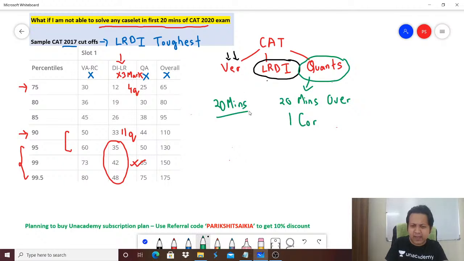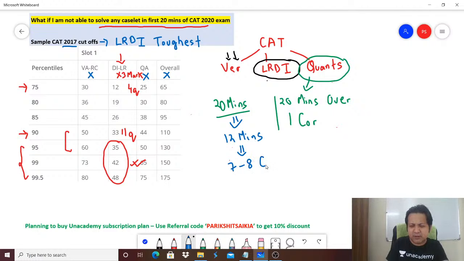And I'm presuming, because you got just one correct, the paper is tough. So in the 20 minutes remaining, you probably need to look at the second half of the questions. If there are 25 questions, probably 1 to 12 we have already looked at. The last 12 questions are remaining. Out of these 12 questions, try to get around 7 to 8 correct.